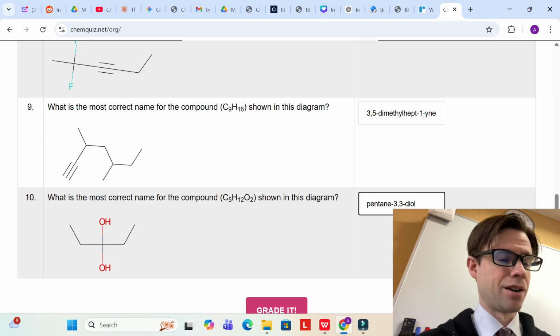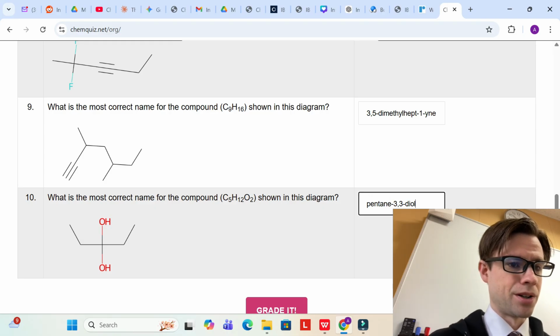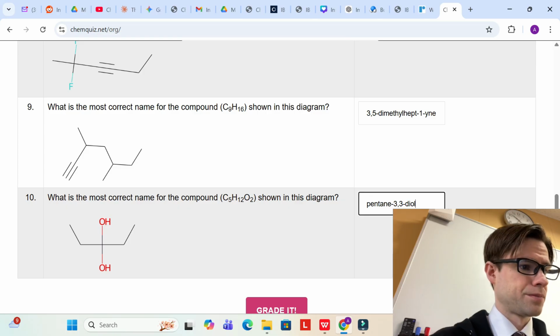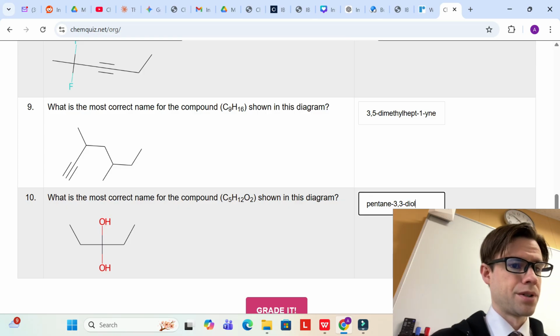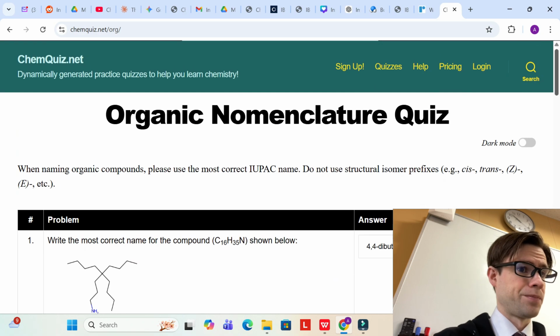This is what happens when you have multiple alcohols in the name. We can't just say pentanol, but we need to say pentane. Location diol. And there's nothing else in this, so that should just be the name. Pentane 3,3 diol. Okay, final check.